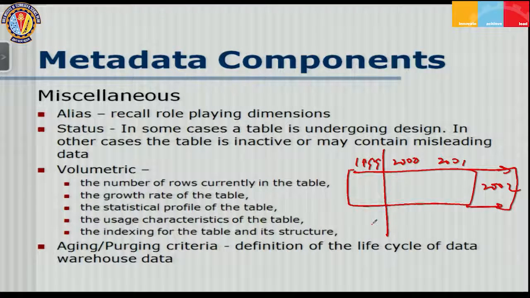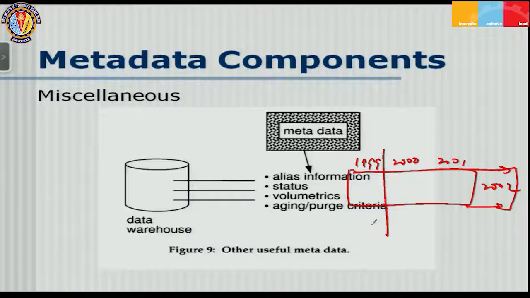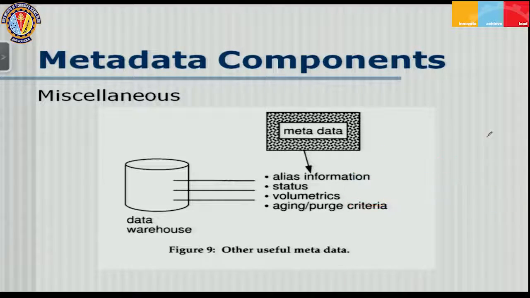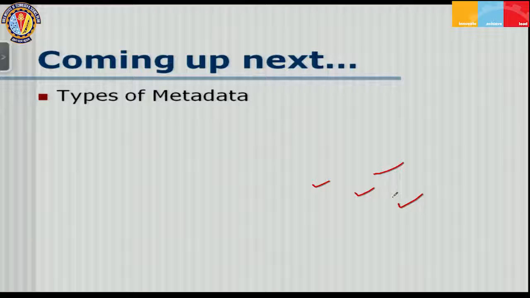So I need to decide whether it is year wise or month wise or week wise or half yearly. I need to define how much the sliding window moves forward in time to incorporate new data and purge the oldest data. And this is how it looks. So alias information, status, volumetric information, and aging and purging criteria.